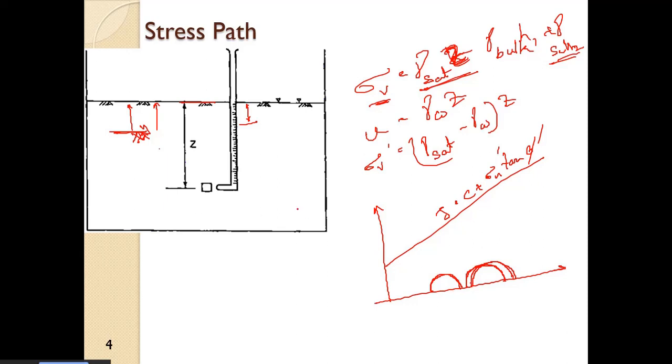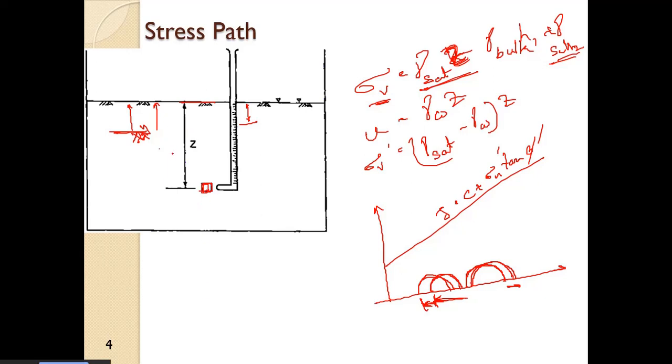All right, and then what happens? We have to subtract the pore water pressure, so the effective stress will again move to the left. So this is the increase in the total stress due to the increase in the groundwater table, and this is the decrease in the effective stress due to the increase in the pore water pressure due to the rise in the groundwater table. So this is the stress path of this sample, of this element in the soil.